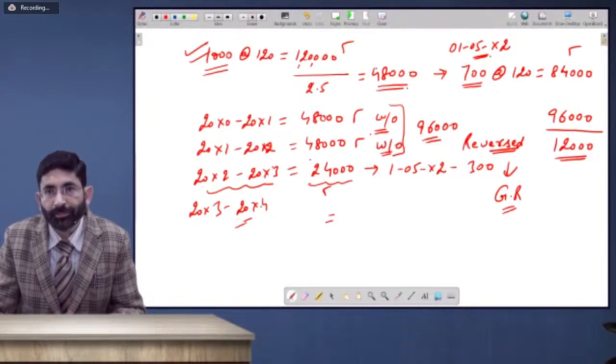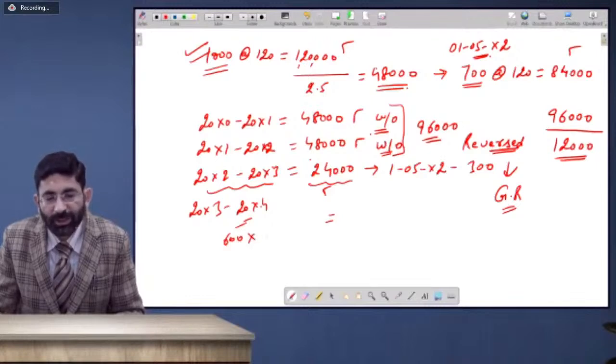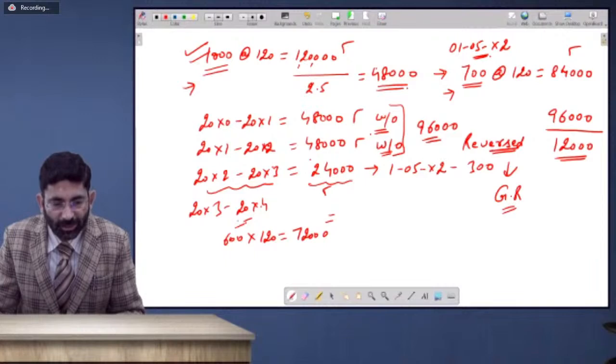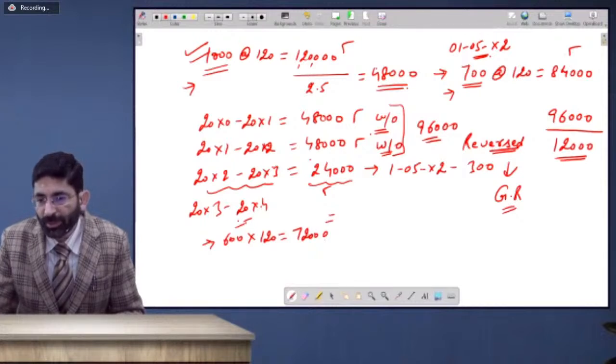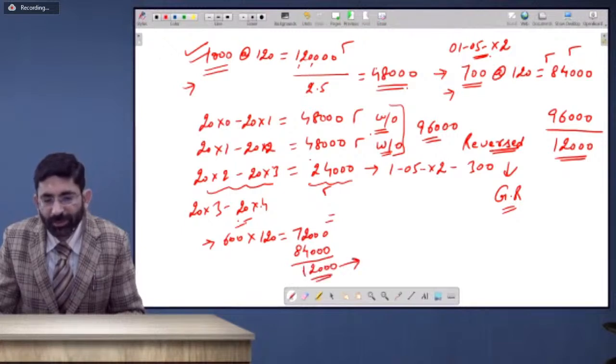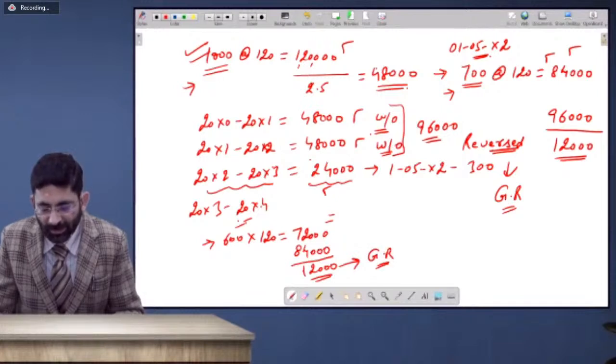In the next year, we find that only 600 options are purchased by the employees. So 600 into 120, that is 72,000 is to be written off. Instead of 1,000 or 700, we have to write off only the loss on 600 shares, that is 600 into 120. But we have written off how much? We have written off 84,000. So what we will do? We will reverse this 12,000. This will be transferred to general reserve. Is that clear, Charu? Very good, very good.